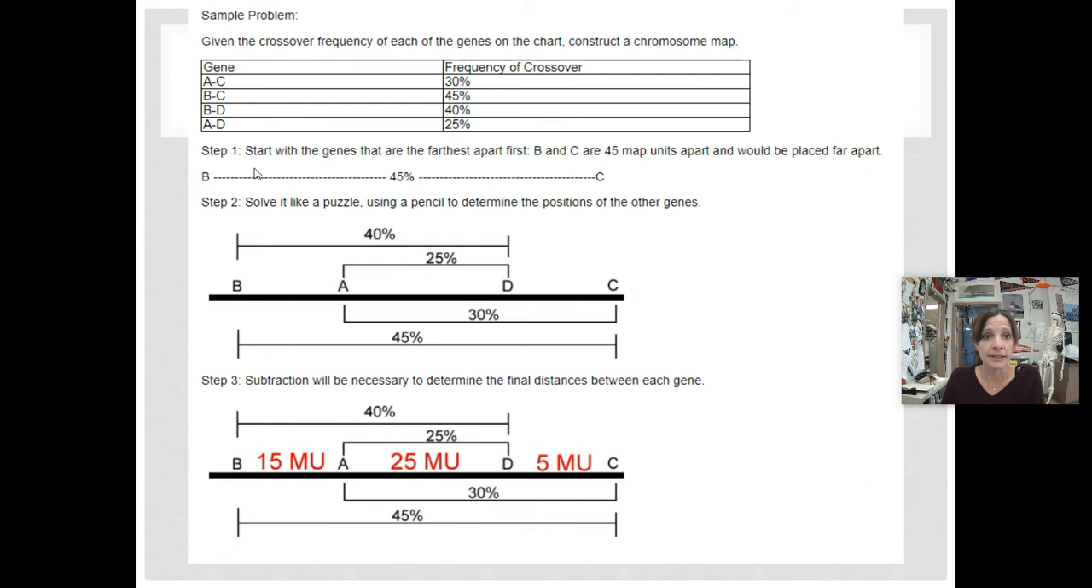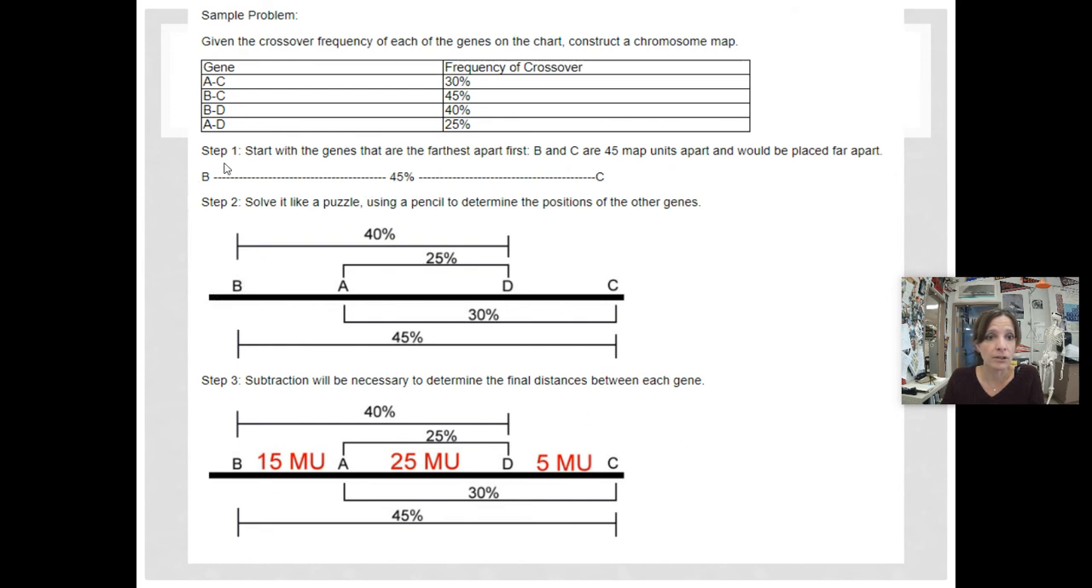So the first step is you're going to start with the genes that are furthest apart. If there's more crossing over, then that means that they're further apart. So if you look here, 45% is the biggest, right? And so B and C, if they have 45% frequency of crossing over, that means that they're the furthest apart.